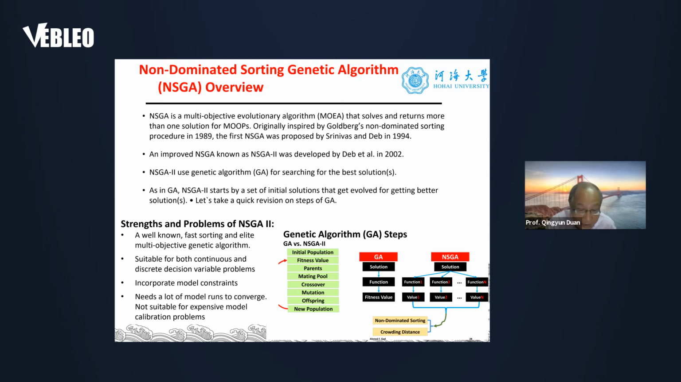So the procedure is the same. You generate a population, and then you compute the fitness value. But for a single objective function, it's really easy. And then for a multi-objective function, you have to compute for multiple objectives.